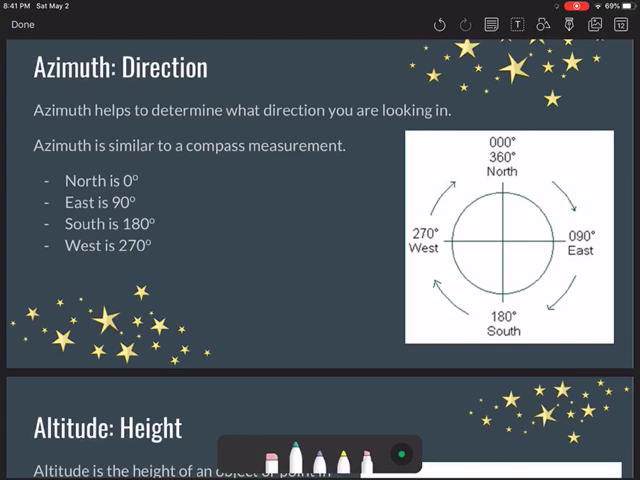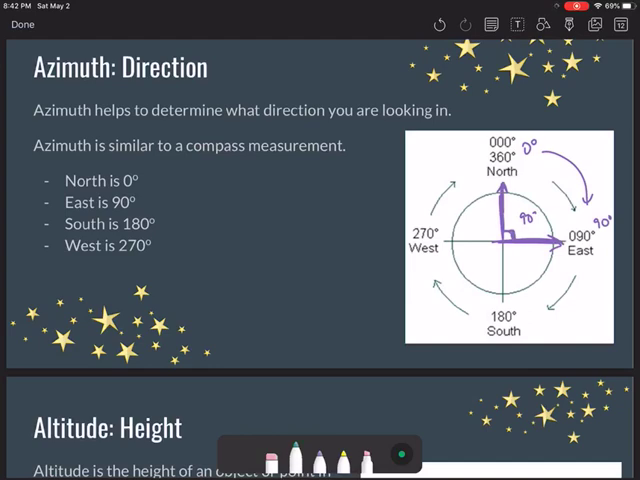Oftentimes we report azimuth in terms of north, south, east, west, or in terms of degrees. So 0 degrees is representative of north. East is represented as 90 degrees, south is 180 degrees, west is 270 degrees. Which kind of makes sense here. So if north is here in this direction, east is over here. They create a right angle. We know a right angle to be 90 degrees. So going from 0 to east, that's a 90 degree difference.